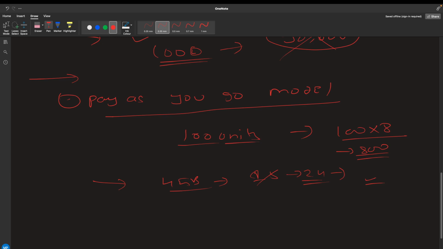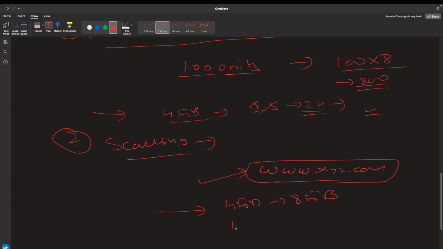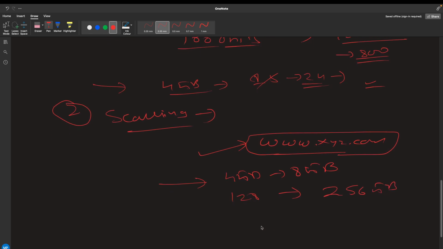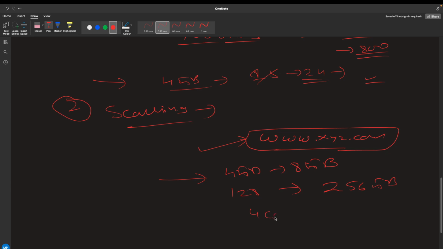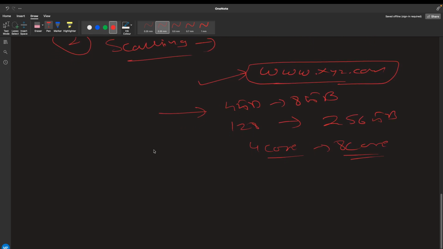The second advantage is scaling. If you have high traffic on your website, www.xyg.com, you can increase your resources, maybe from 4 GB of RAM to 8 GB, or 128 GB of storage to 256 GB, or from 4 cores of CPU to 8 cores. You can do these things by scaling. This is the second main advantage of cloud computing.